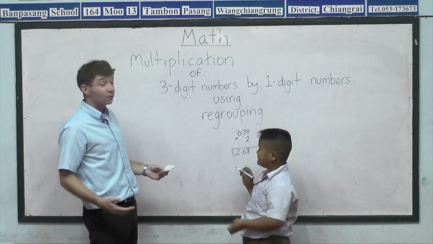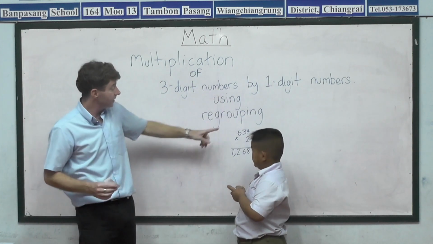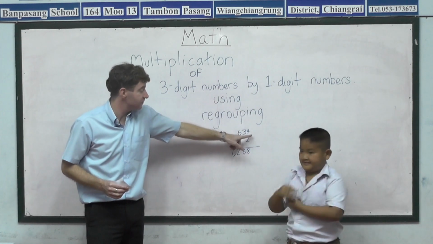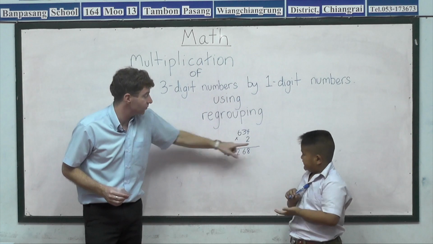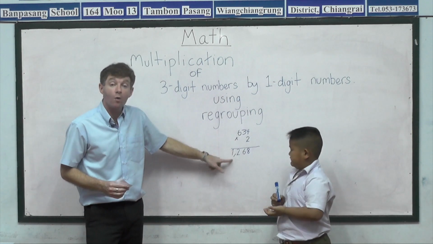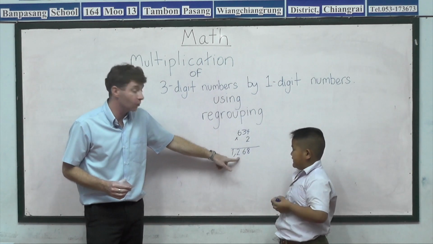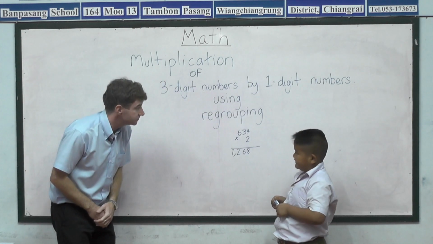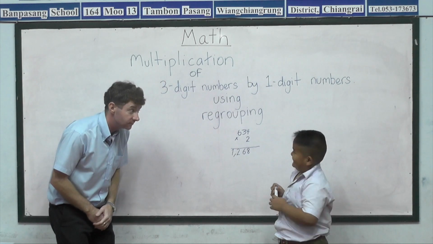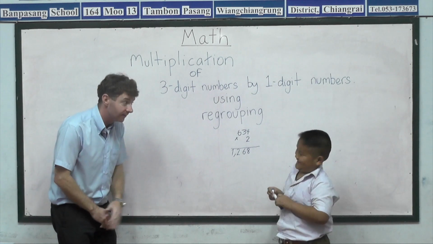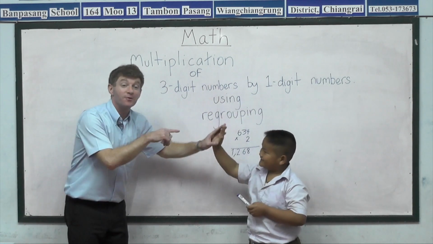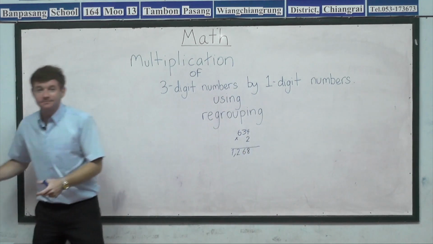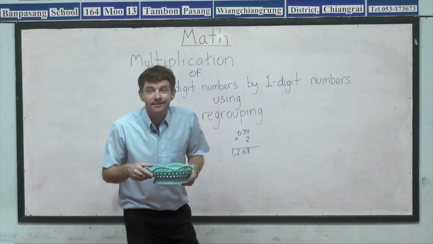Excellent, Netso. So you can see our answer. 634 times 2 equals 1,268. Is that correct? Yeah. Are you sure? Yeah. Are you really sure? Yeah. High five. Round of applause for Netso. Excellent. Who's next? Prao.